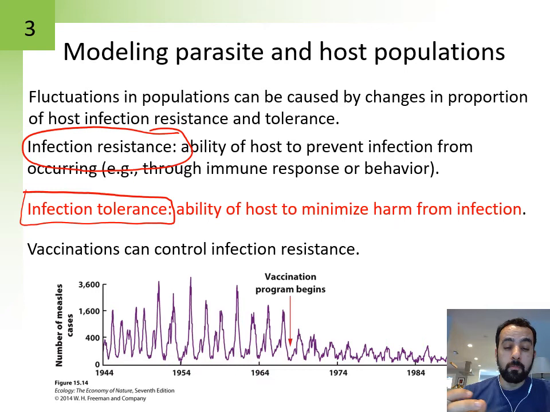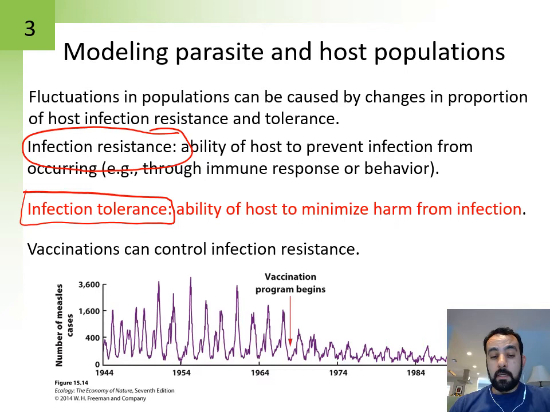And one of the ways you can modulate the resistance to parasites is through vaccinations, right? And right off the bat, I know that some people are going to say that vaccines cause autism. This is hogwash. There's just no other way to put it. The study that said vaccines cause autism was based on a sample size of only 12 people, right? And 12 people is simply not enough. So vaccinations are a very effective way to control resistance.